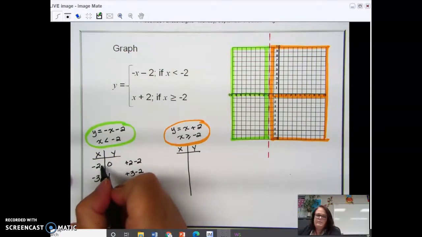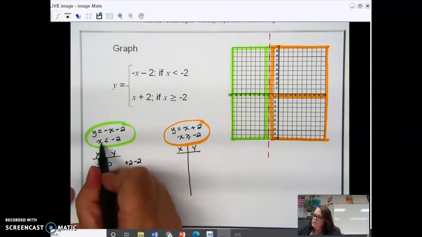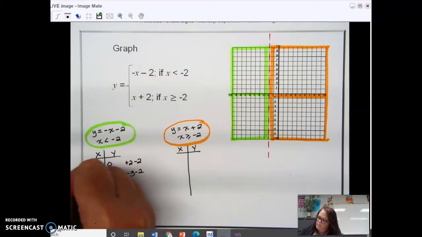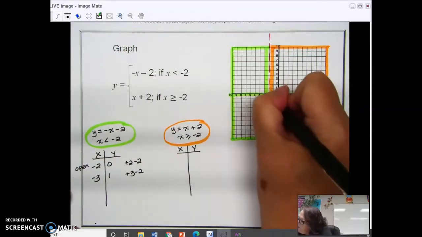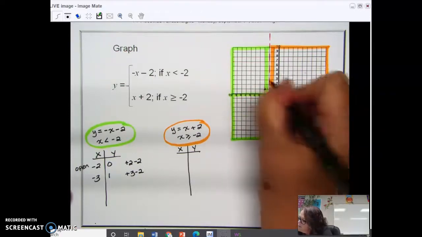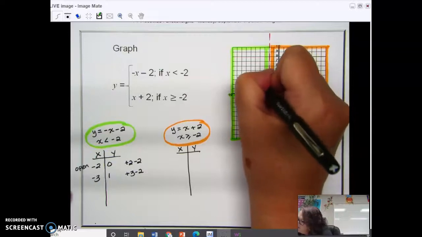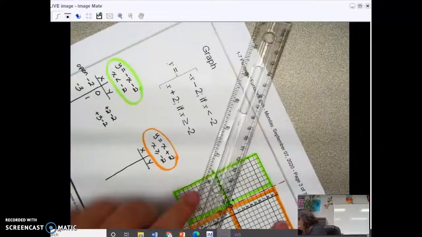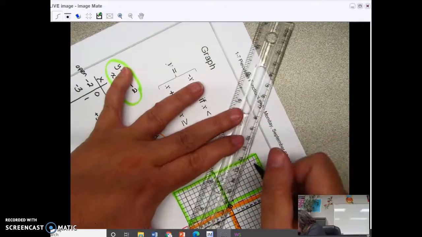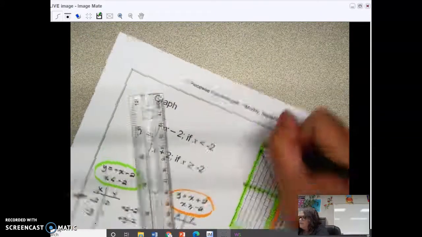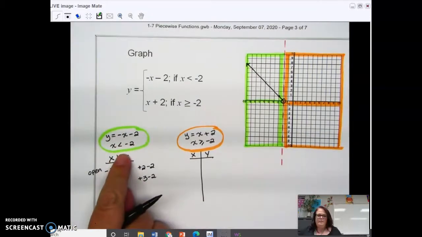So then I want to consider, is this going to be an open or a closed circle at my boundary? So substituting, is -2 less than -2? And the answer is no. So this would be open. So I'm going to have an open circle at (-2, 0). And then I'm going to have another dot at (-3, 1). And so on and so forth, following that slope. And so then using my ruler, again, we only want this part of the line to be in the green domain because it's only that line if I'm in the green.